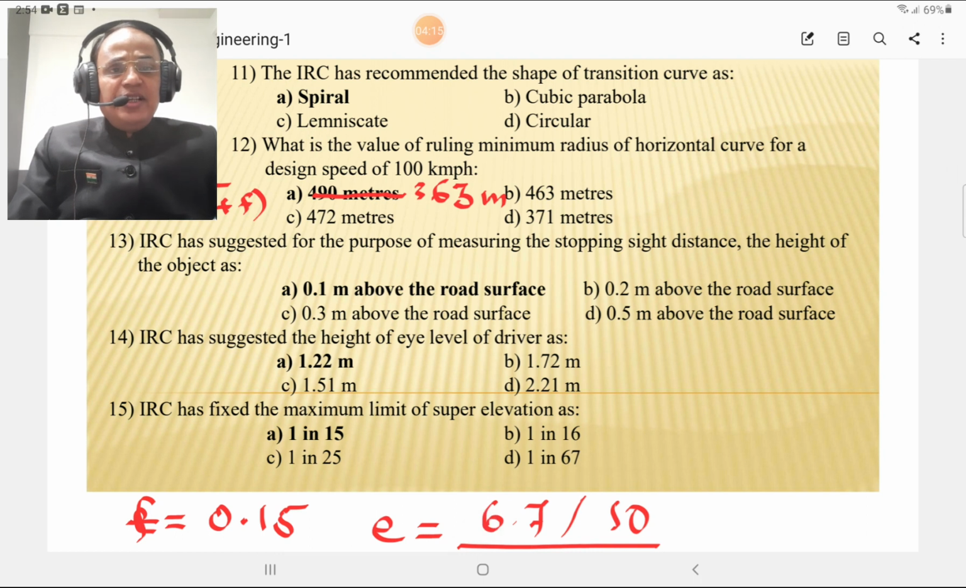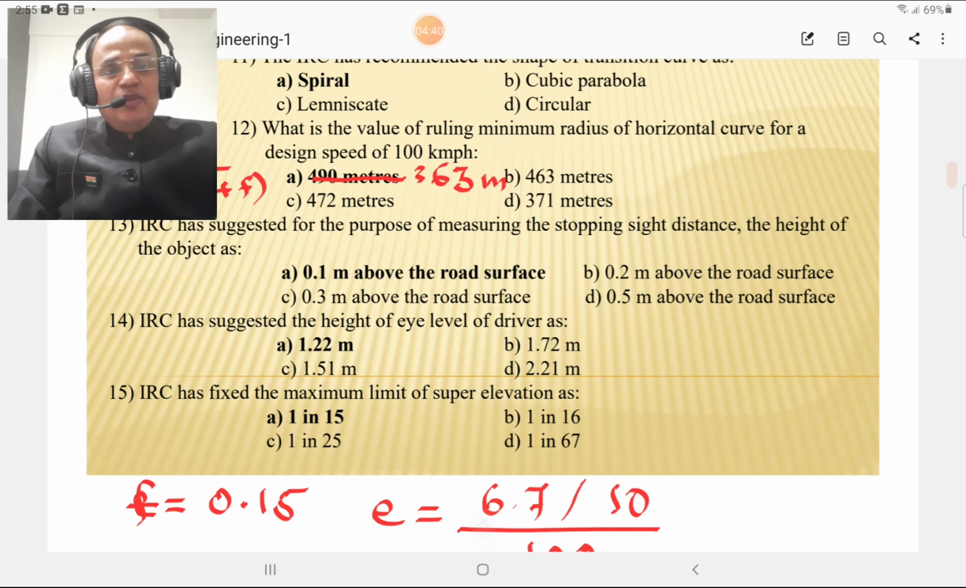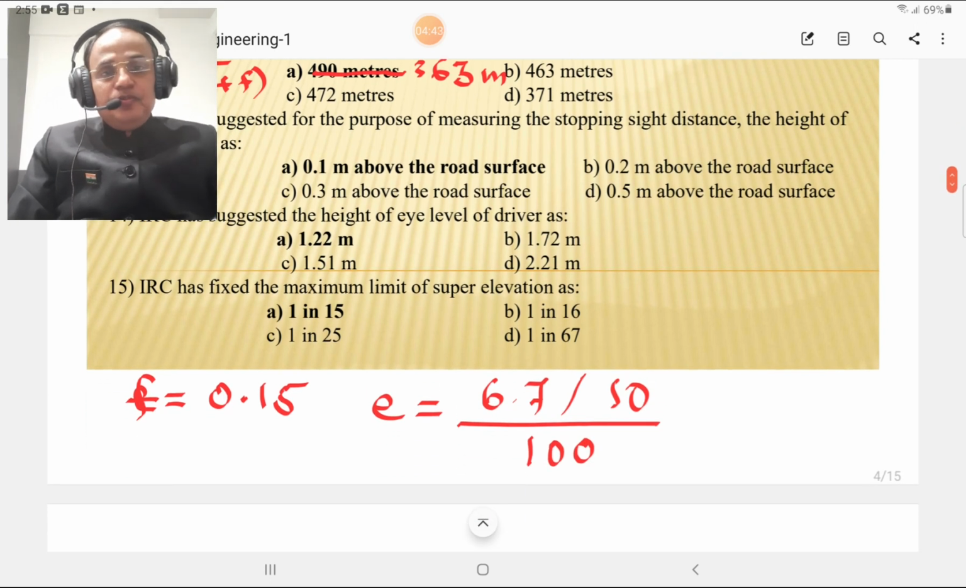IRC has suggested, for the purpose of measuring the stopping sight distance, the height of object is 0.1 meter above the road surface. IRC has suggested the height of eye level of driver who is sitting in the car is 1.22 meters. So you must remember all these empirical values. IRC has fixed the maximum limit of super elevation as 1 in 15. That is the maximum value of super elevation.